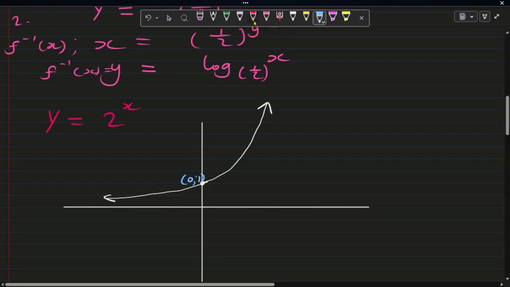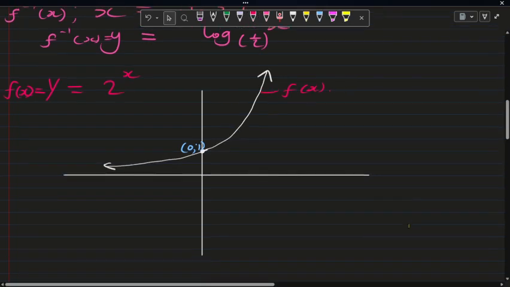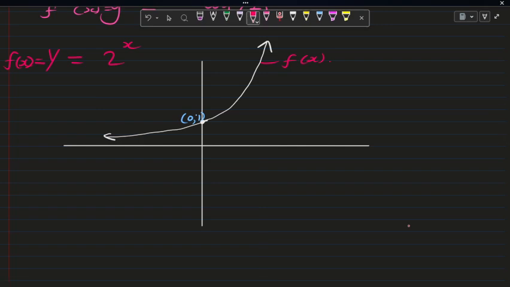So this is f of x. f of x is equal to y, which is equal to 2 to the power of x. Now, this is the graph of f of x. We must note that graphically, the inverse function is the graph that is the reflection of f of x over this line that I'm drawing. This line has the equation y is equal to x.